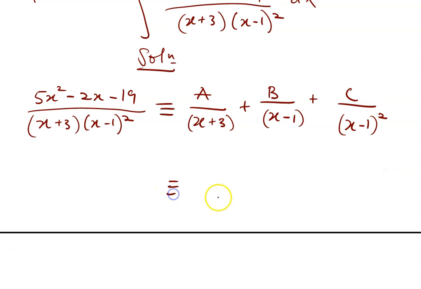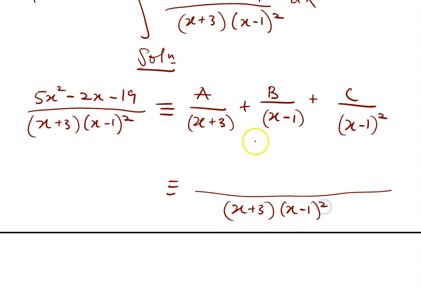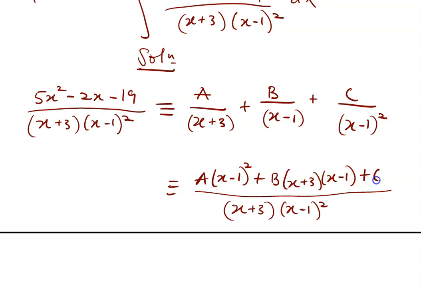So it's an identity of what? You look for the LCM. The LCM is simply going to be (x plus 3) and we'll have (x minus 1) squared. So A multiplied by the common factor, which is just going to be (x minus 1) squared. Then we have plus B multiplied by the common factor. The common factor is going to be (x plus 3) then (x minus 1). That's going to be the common factor for the B part. And plus C multiplied by the common factor, which is going to be just (x plus 3).